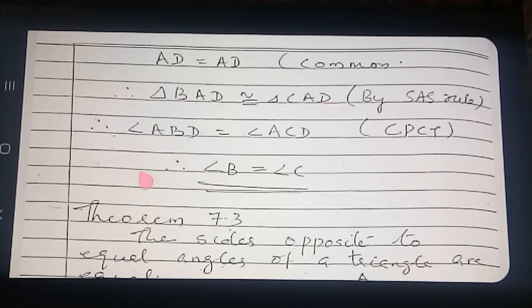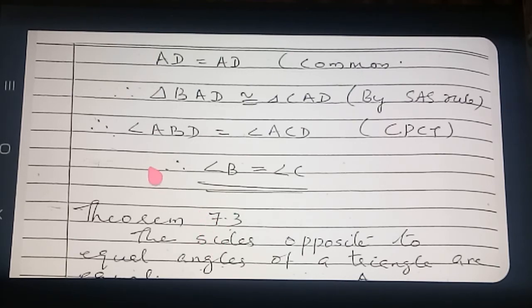ACD. Clear? So angle ABD short name is angle B. ACD short name is angle C. Okay. Clear? The meaning. So what's the short meaning of this theorem? If two sides are equal, then their opposite angles are equal. It should be in the same triangle.